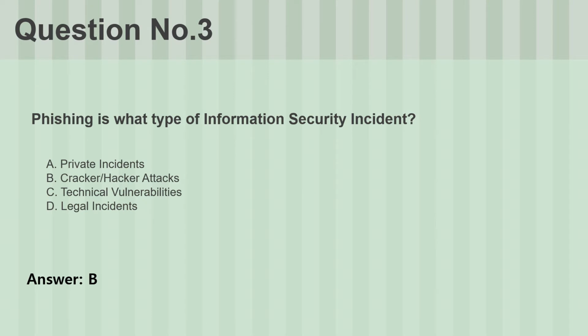Question number 3. Phishing is what type of information security incident? A. Private incidents. B. Cracker, hacker attacks. C. Technical vulnerabilities. D. Legal incidents. Answer: B.